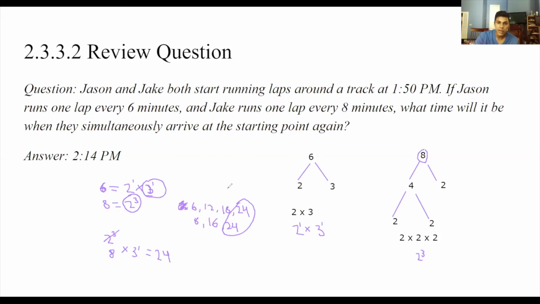So now that we know they arrive at the starting point simultaneously 24 minutes after they start, all we need to do is add 24 minutes to 1:50 p.m. Well, we can break this down into 10 minutes and 14 minutes just to make it a little simpler. So 10 minutes after 1:50 p.m. would give us 2 o'clock. And then if we add the remaining 14 minutes, we would get 2:14 because it's 14 minutes after 2 o'clock. So they would simultaneously arrive at the starting point again at 2:14 p.m.